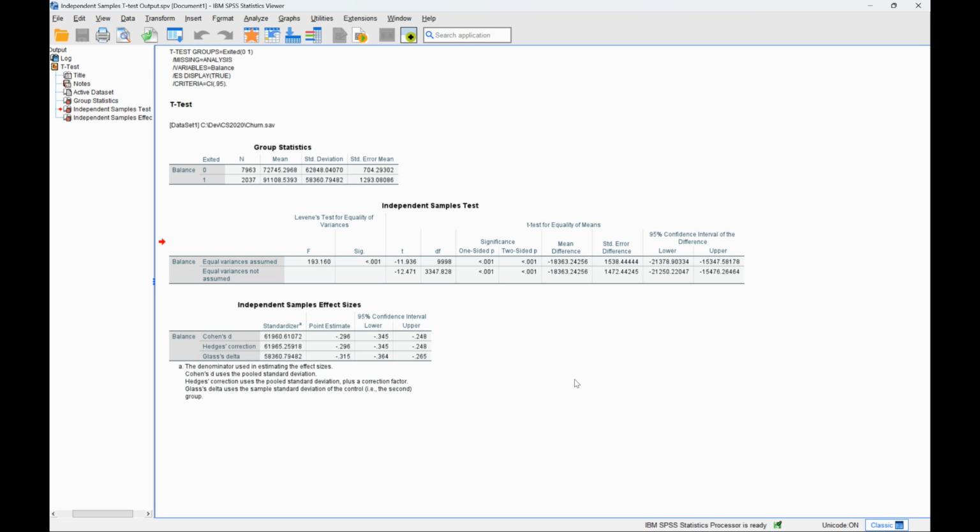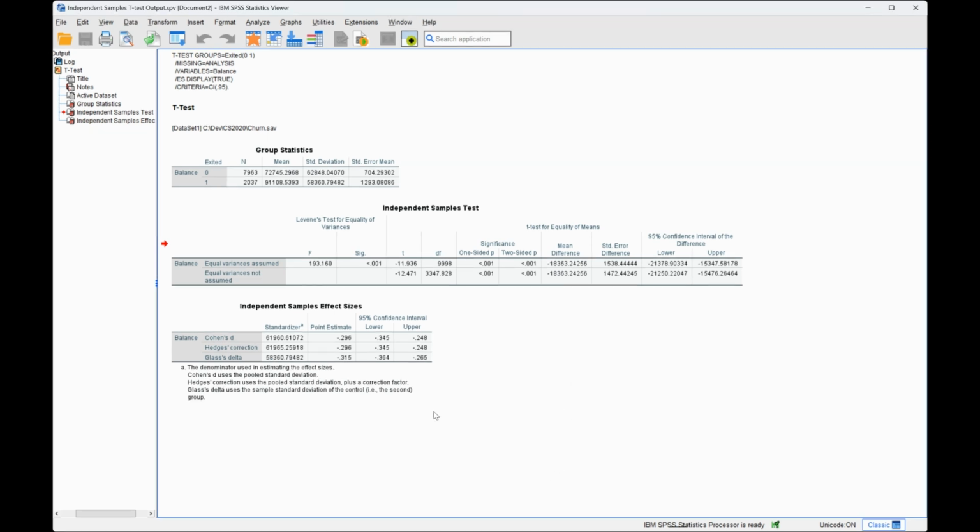Let's start off with the t-value. The t-value, or statistic, is really at the heart of the whole process. It's a number SPSS calculates to compare the difference between the two group means relative to the variability within the data. Think of it like this.